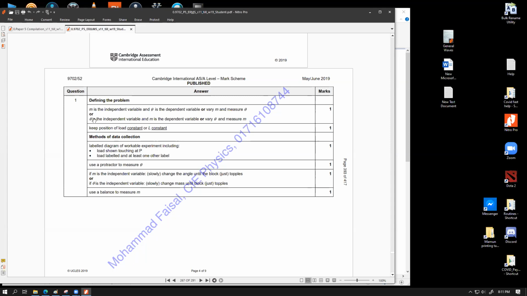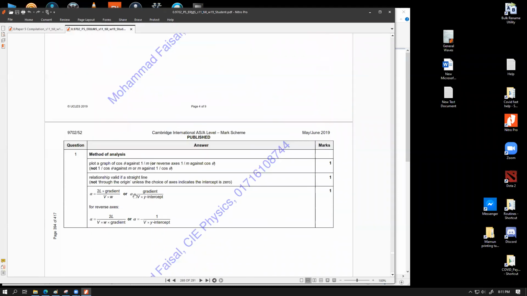Okay, yeah, M needs to be measured. I didn't say these because I consider that these are given, that you have to have a way to measure all the variables of the equation with appropriate method. So M is to be measured, W has to be measured, L has to be measured, everything has to be measured with appropriate equipment that you have to mention. Method of analysis, and so on. So we are plotting this graph. It should give a straight line, not through the origin, unless the choice of the x is indicated, and the intercept is 0.